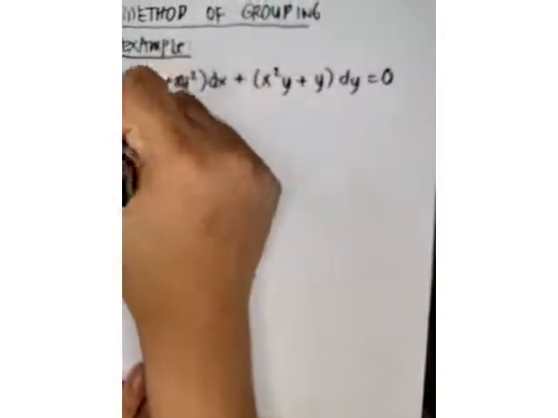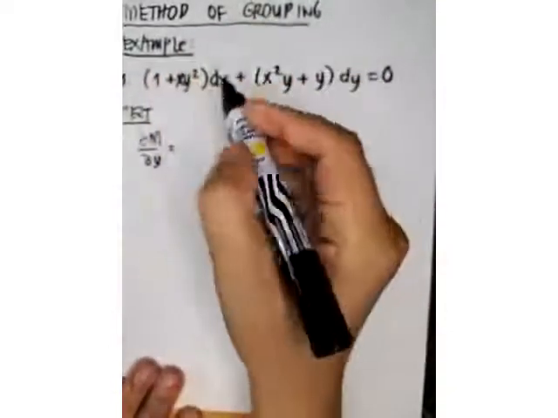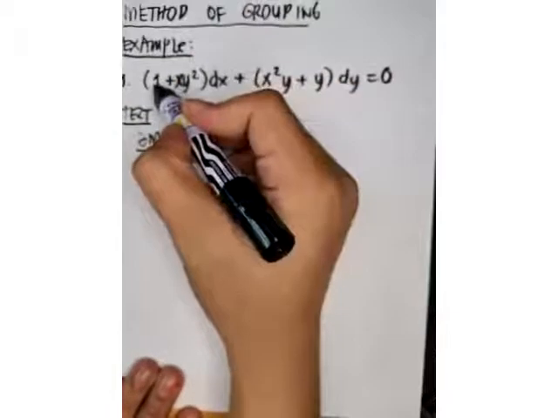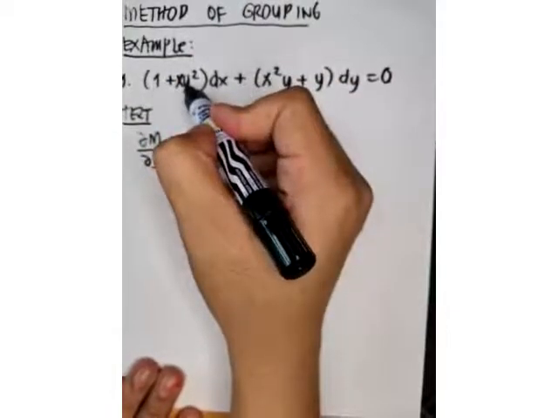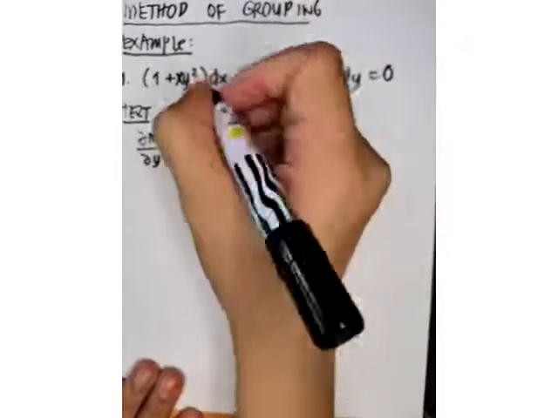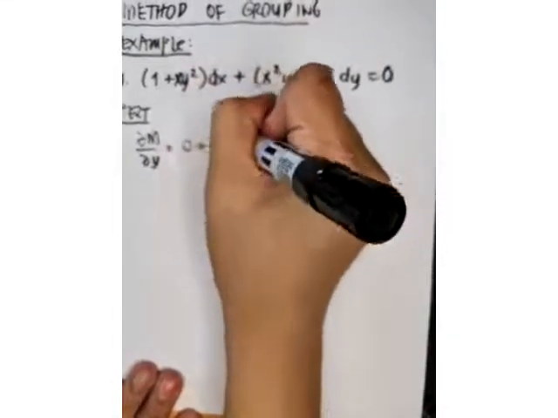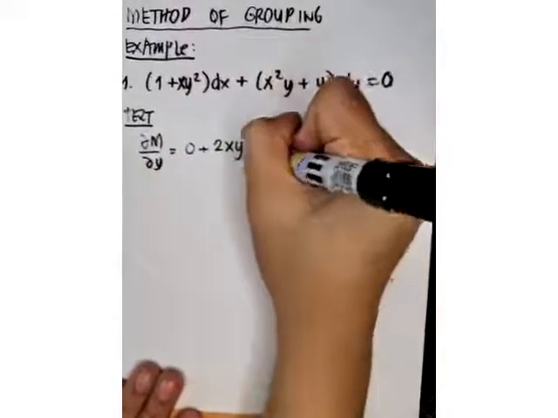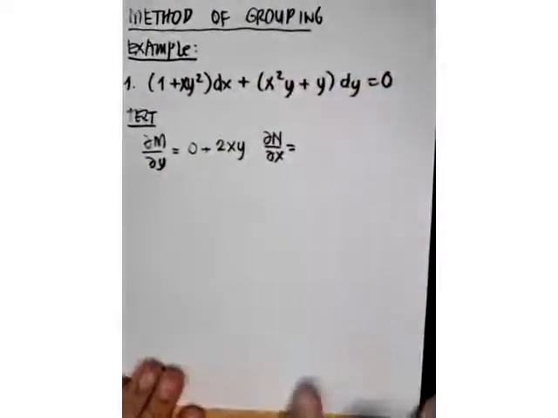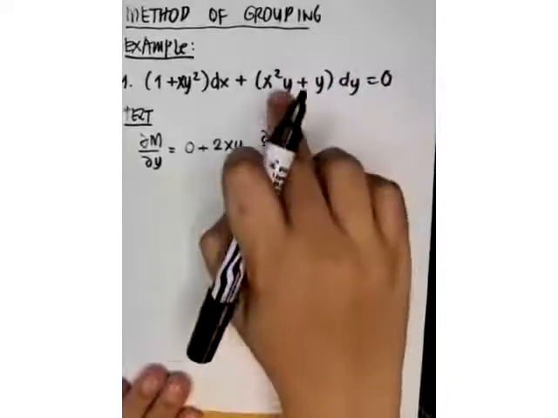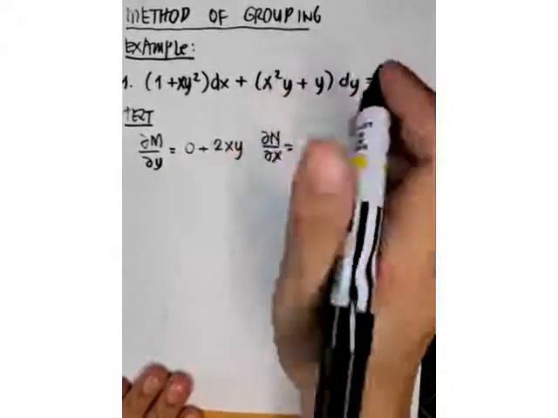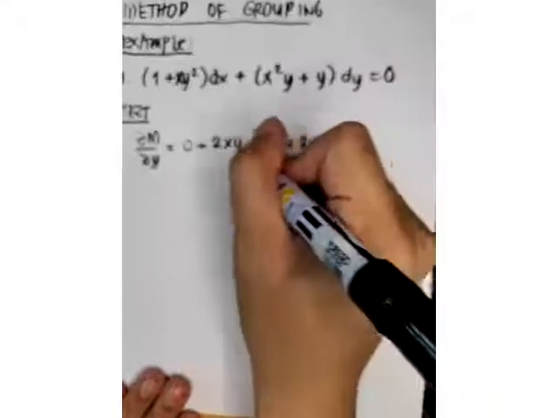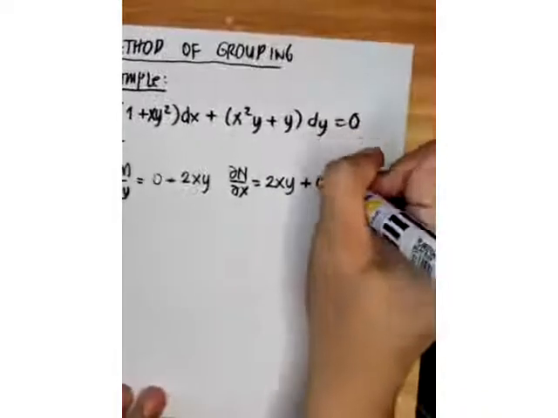So, test natin for exactness. Partial derivative of M with respect to y. Derivative of 1 is 0, and derivative of y squared is 2y, so we'll have 2xy. And the partial derivative of N with respect to x: y will act as a constant. So, ano derivative nito with respect to x? That is 2xy plus 0. Therefore, the equation is exact.